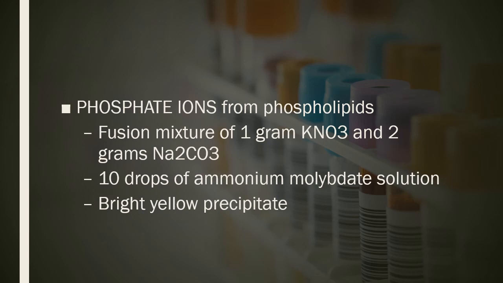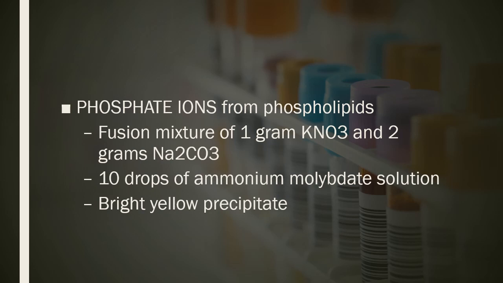Okay? And you did this actually previously. So don't be confused. You have there the production of a bright yellow precipitate. If there is a bright yellow, it means in your sample you have phosphate ions.